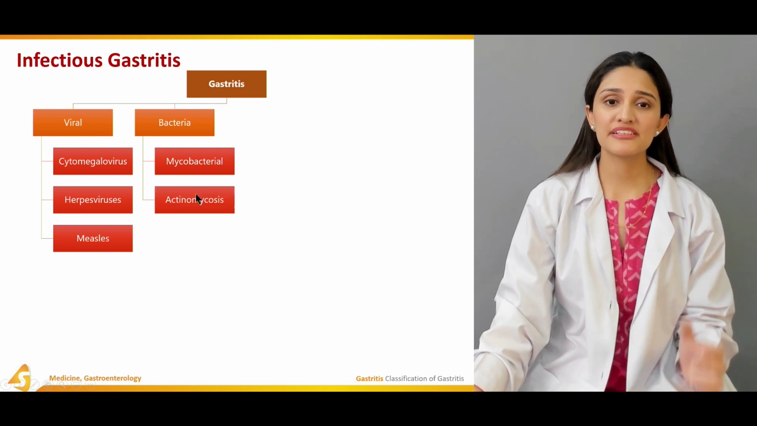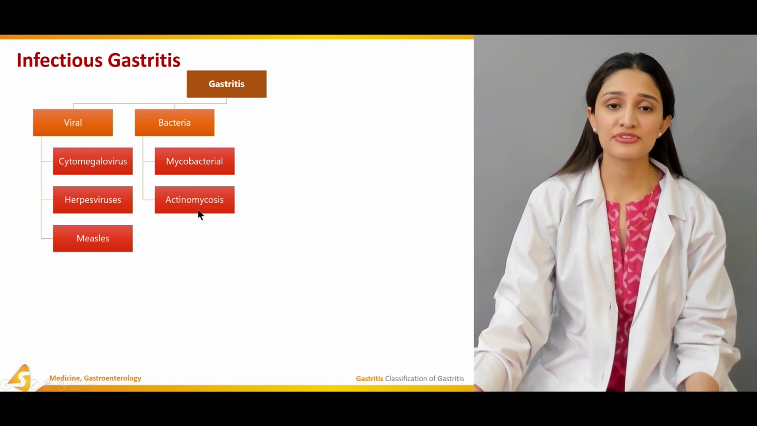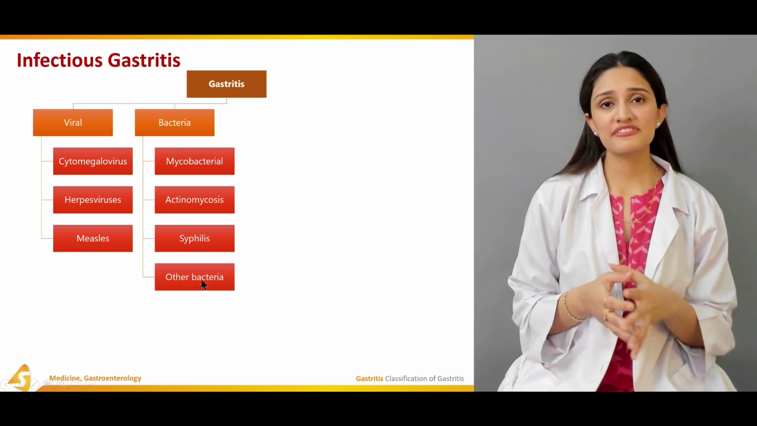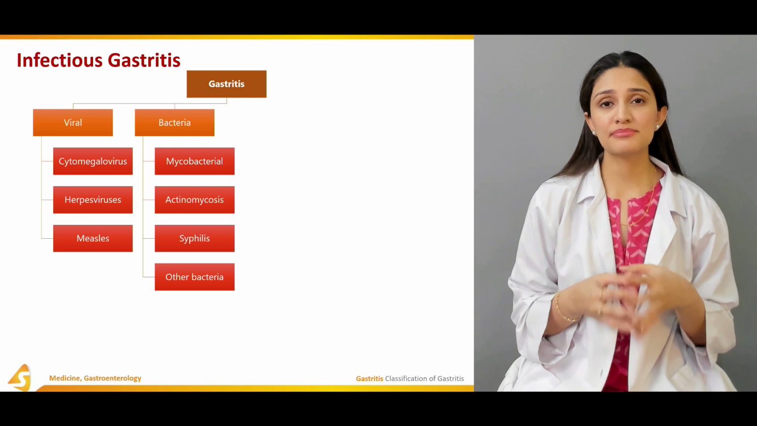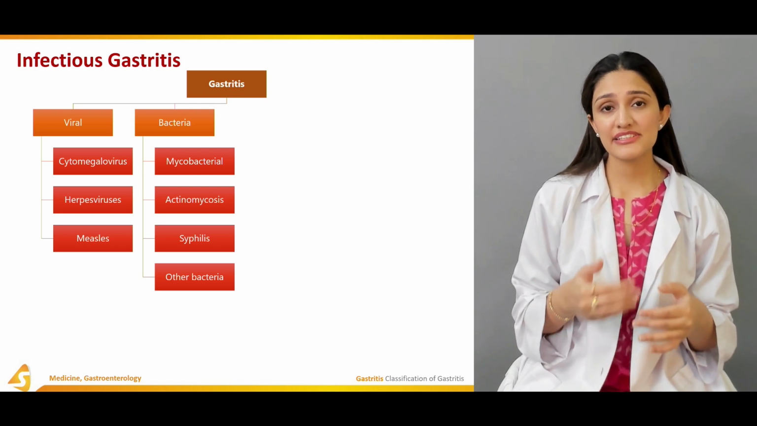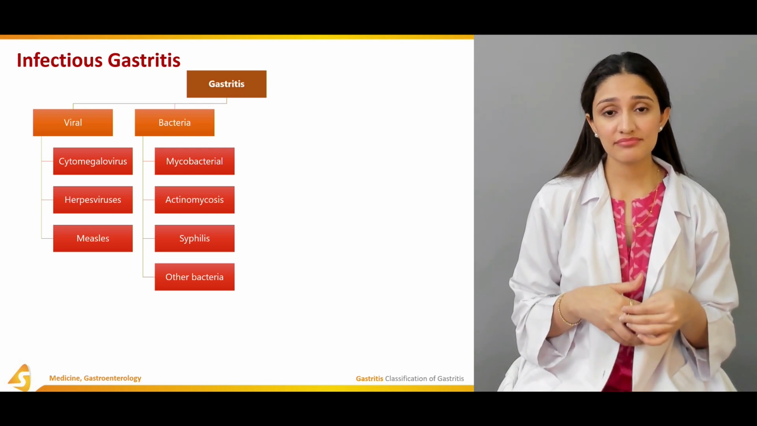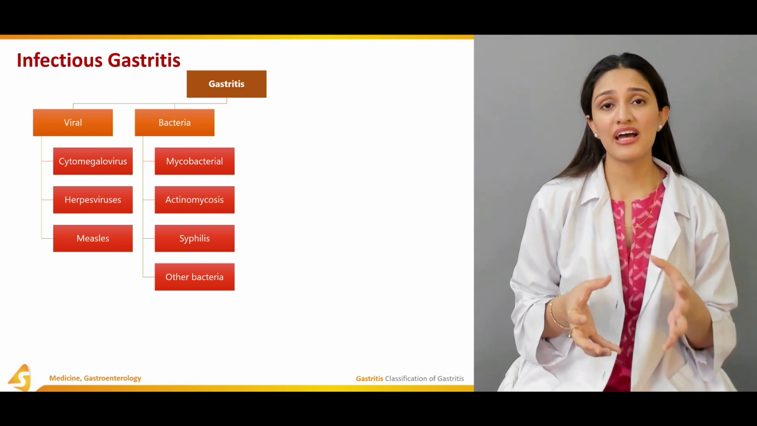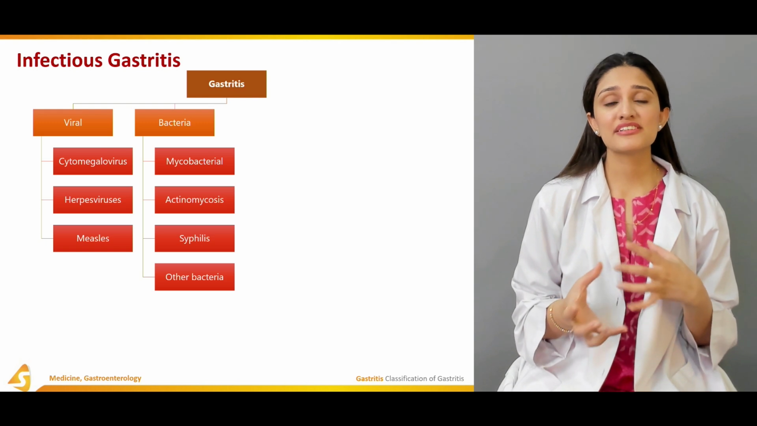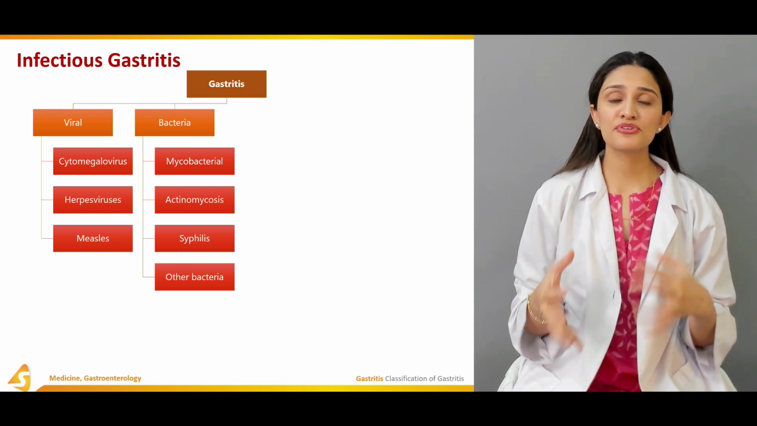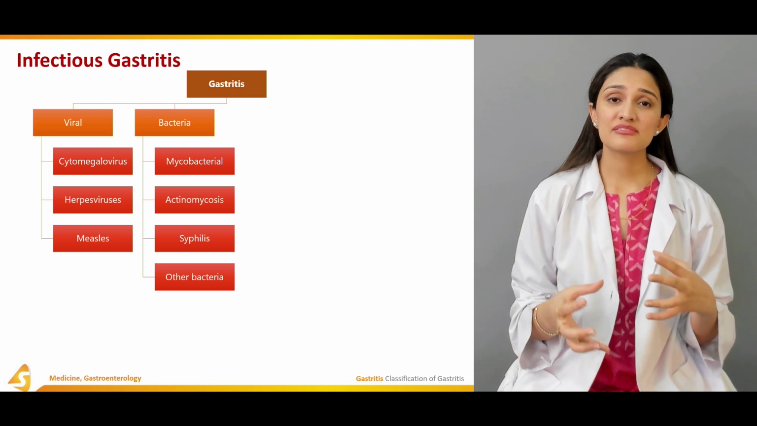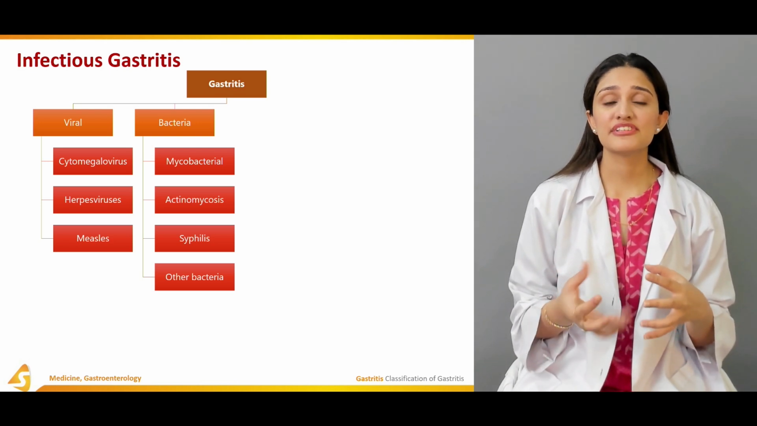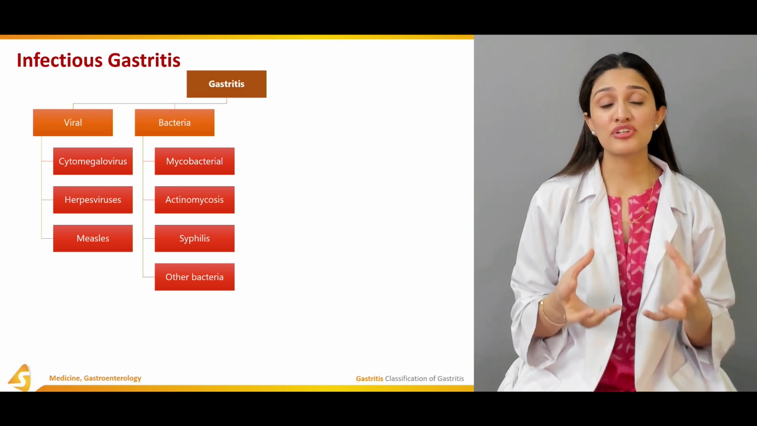The other types of bacterial infection include actinomycosis and syphilis and other bacteria. If you talk more specifically about syphilis, syphilis could be presenting in patients with secondary syphilis or tertiary syphilis. These patients also have a hemorrhagic gross appearance, and these patients are more prone to having an upper gastrointestinal bleeding presentation because these ulcers are more hemorrhagic.